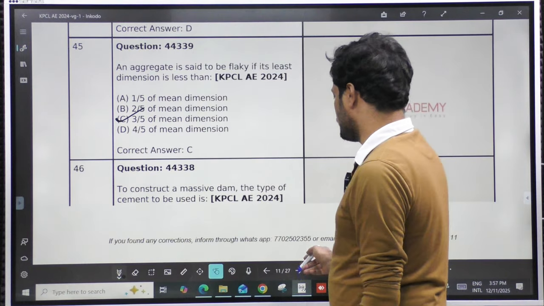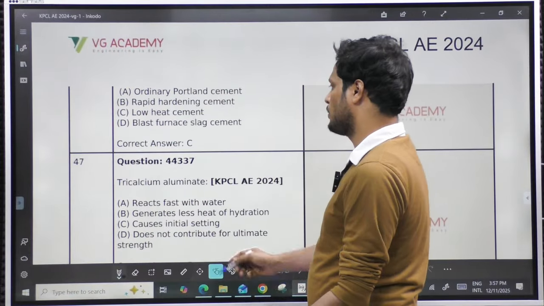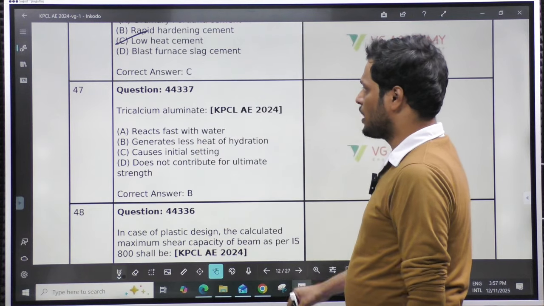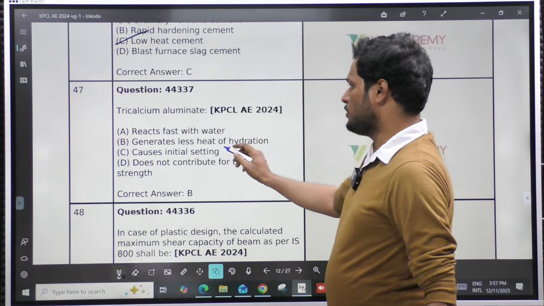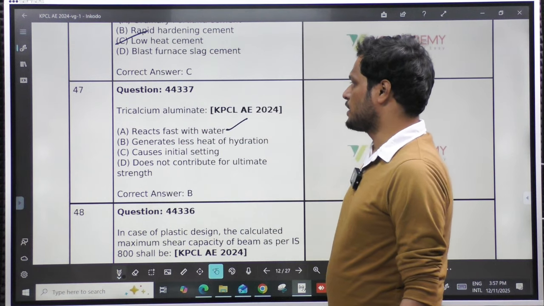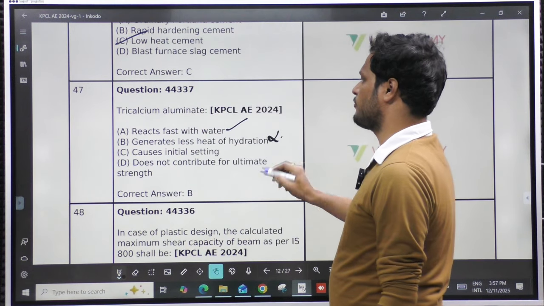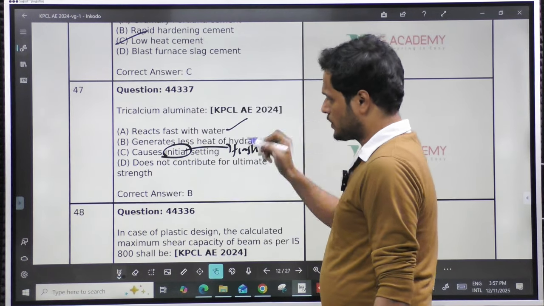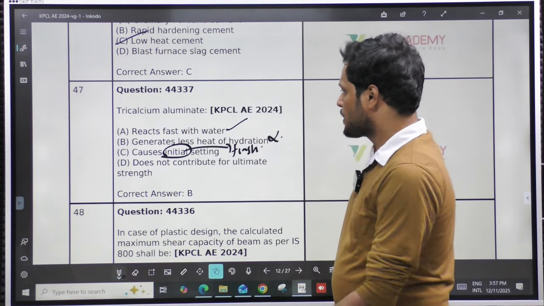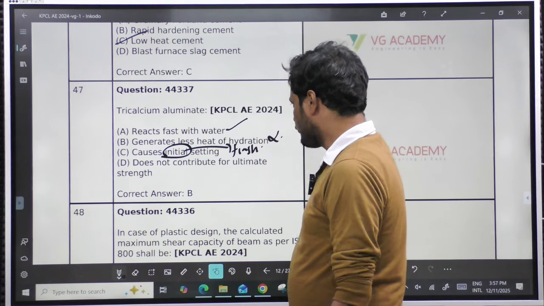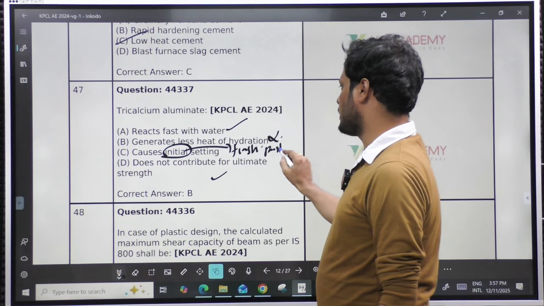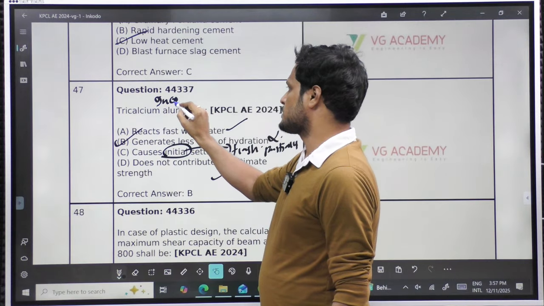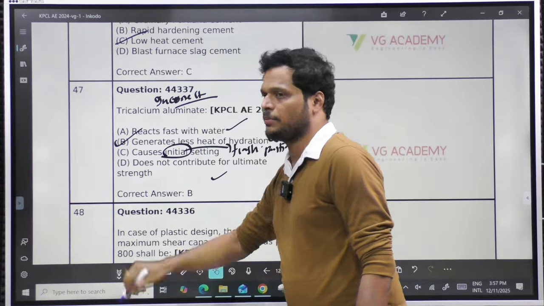To construct a massive dam, low heat cement, one of the repeated questions we get regularly. Tricalcium aluminate reacts fast with water, because this is the first thing that reacts with water, generates less heat of hydration, causes initial setting, it should be flash setting more probably, flash setting is avoided by gypsum, does not contribute to ultimate strength. So this is also partially correct we can say. So the question might be incorrect, because option B is not correct.